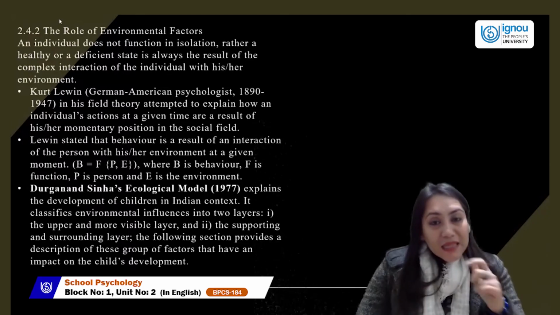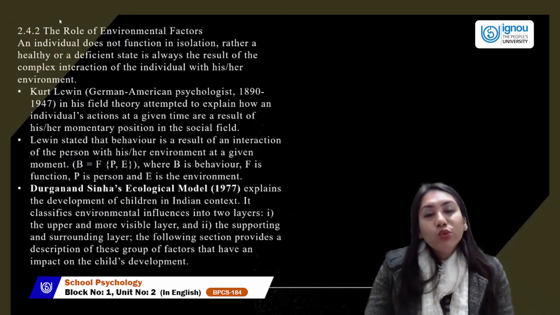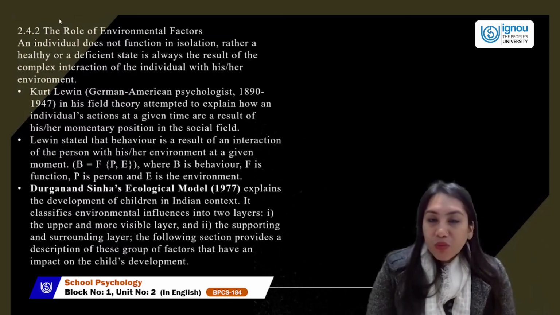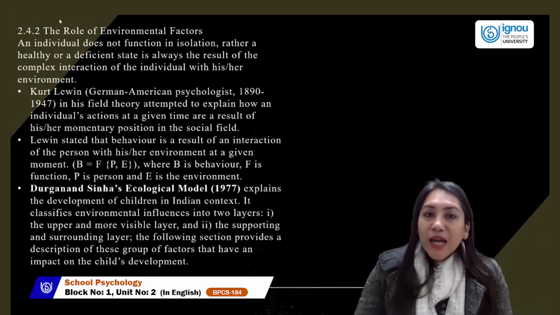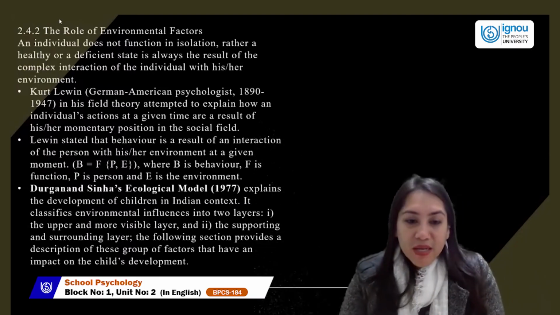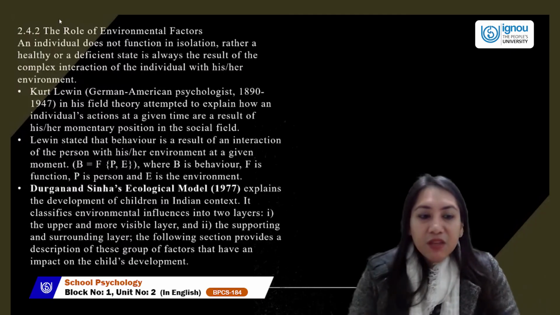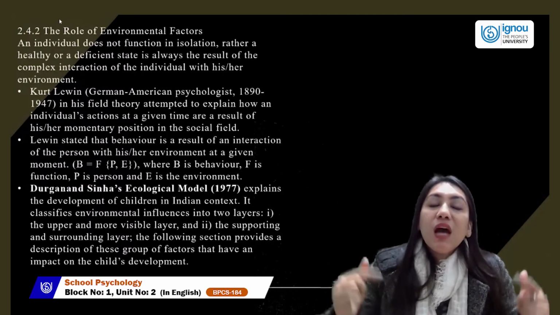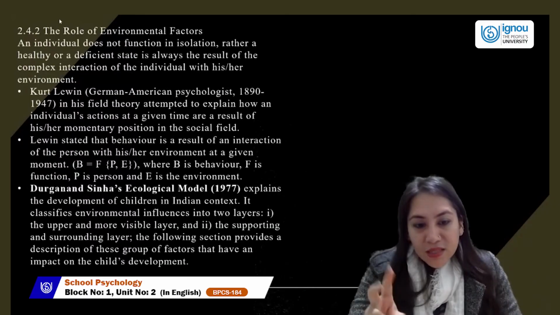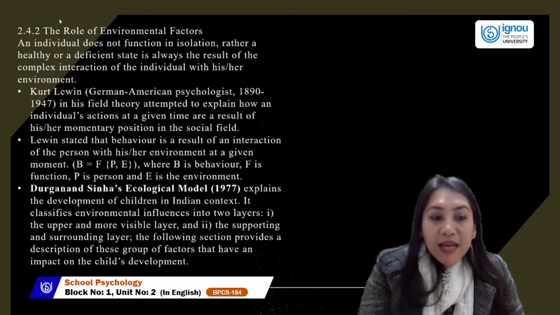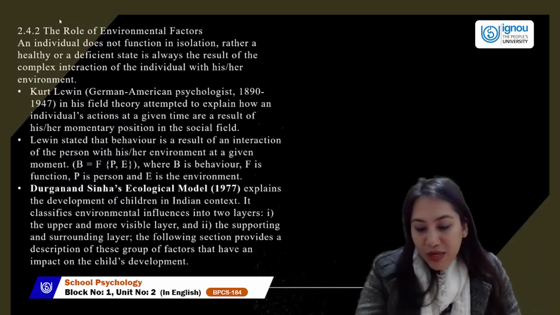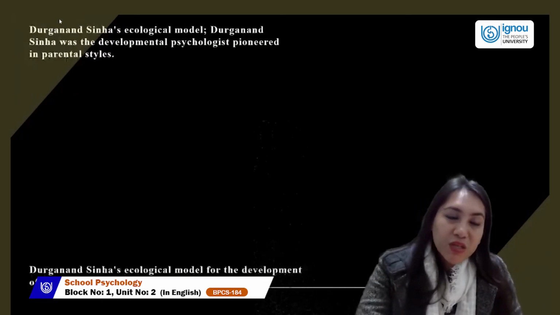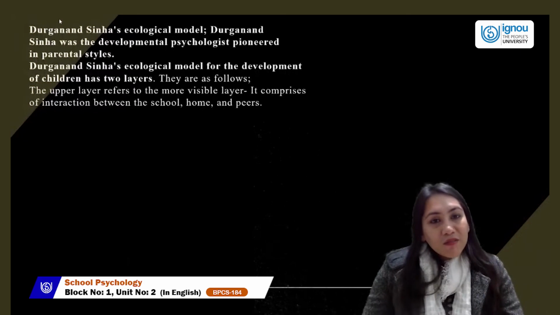And he stated that a child is grouped by two layers. These two layers are the upper and more visible layer, and the supporting and surrounding layer. So he stated that a child grows within these two layers. With the child in the center, we have the supporting surrounding layer, and then we have the upper and the more visible layer. So there are just two layers that the child is engulfed in, and they actually develop on the basis of these. So let's understand what all these layers comprise and how the ecological part, which is the environmental factor, influences development.